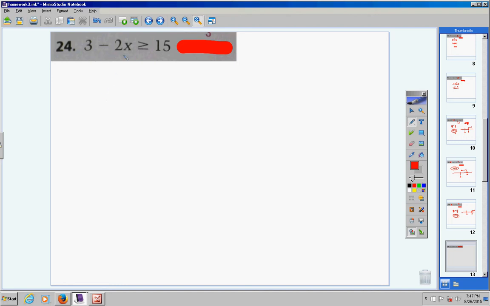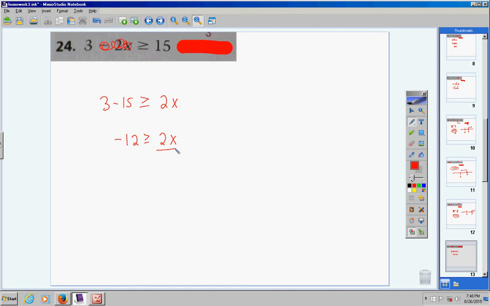Step 3, get your variable terms on one side and your constant terms on the other. Now I'm going to do something a little different. I'm going to bring the negative 2x over here and make it a positive 2x. I'm going to bring the 15 over and make it a negative 15. Okay? Leave the 3 where it is. Now, positive 3, negative 15. You owe me 15. You pay off 3. That's negative 12.